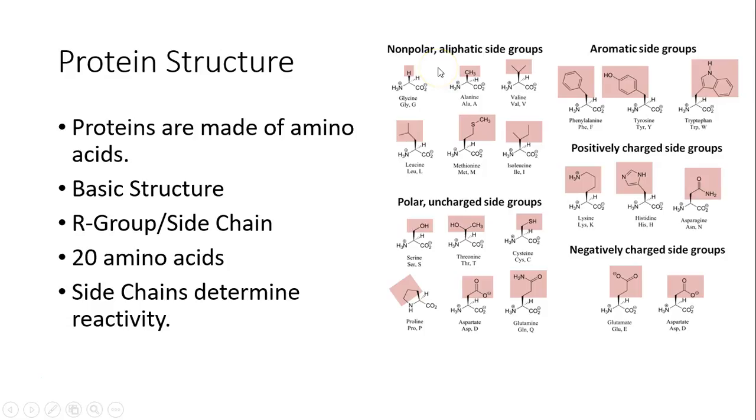So here you have nonpolar. That's a review from the previous chapter. Then here you have your polar amino acids, and then you have your aromatics. Aromatics are because they have this ring right here, this hexagon with double bonds inside of it. Then you have your positively charged side groups and your negatively charged side groups. So the side chains determine its reactivity, and it's also going to determine the function and structure of the protein.